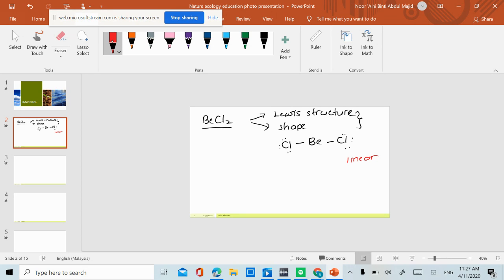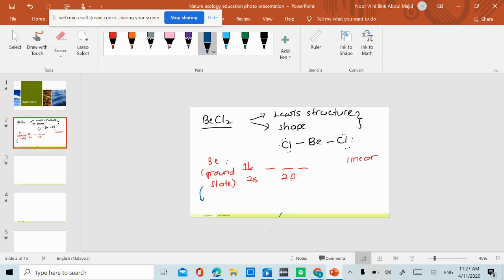Let's start with the central atom. Beryllium, in its ground state, has two valence electrons in the second period, 2s, 1, 2. Remember, in order to form covalent bonds, beryllium needs to have two unpaired electrons, because it forms two covalent bonds with chlorine atoms.